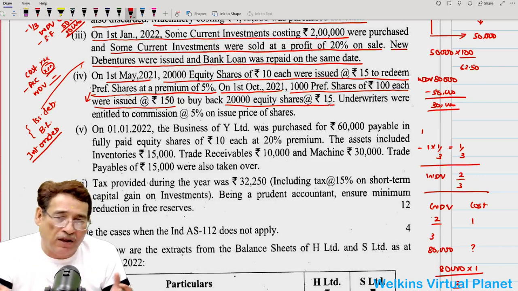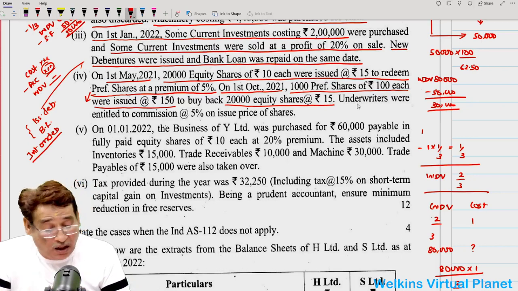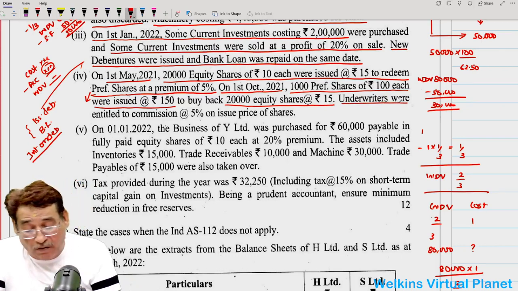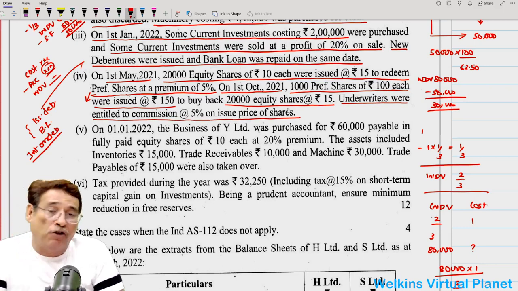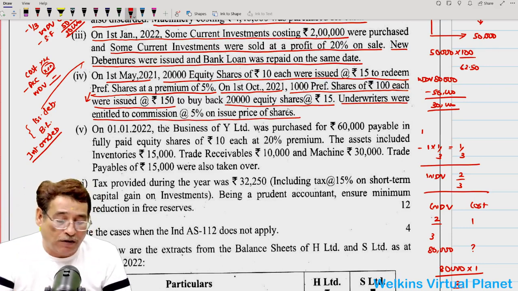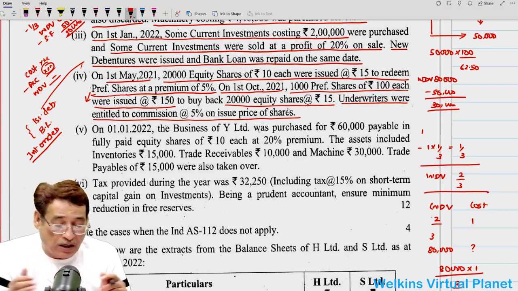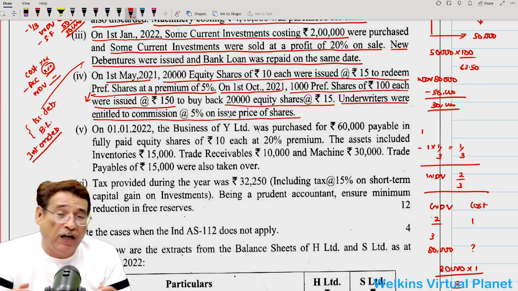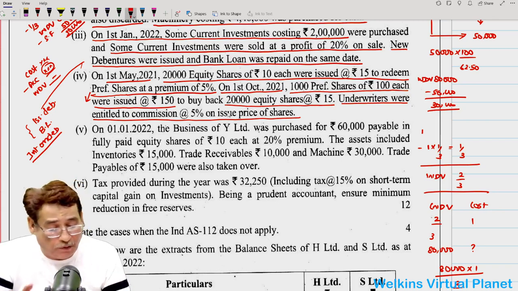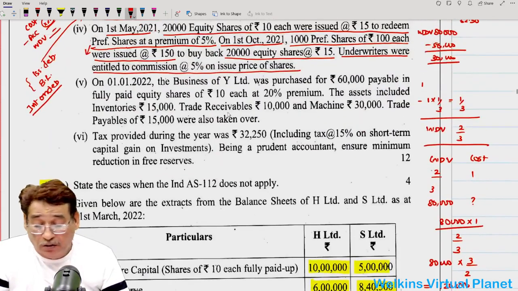You have done it in the past. Underwriters were entitled to a commission at the rate of 5% on the issue price of the shares. So whatever shares you have issued, you will consider the issue price of those shares, and then you will compute 5% of that. That will become the underwriter's commission. What will be the treatment? I will let you know.